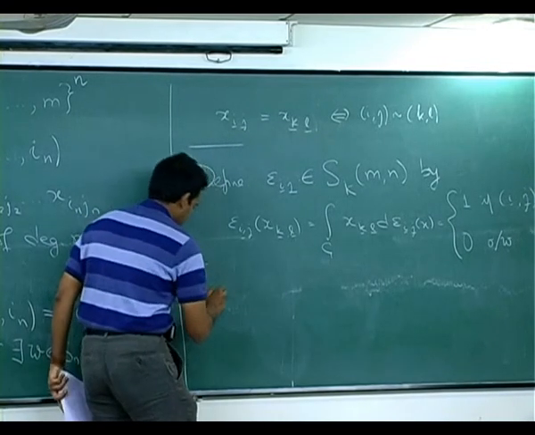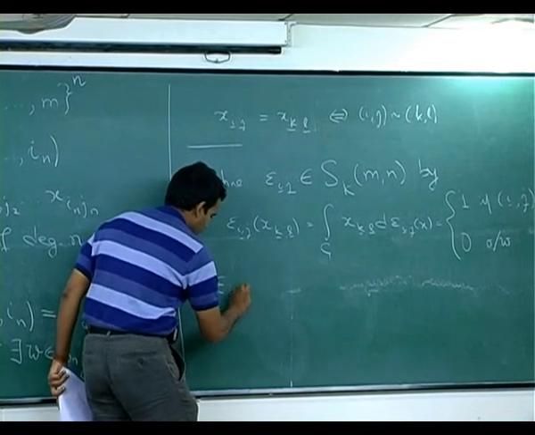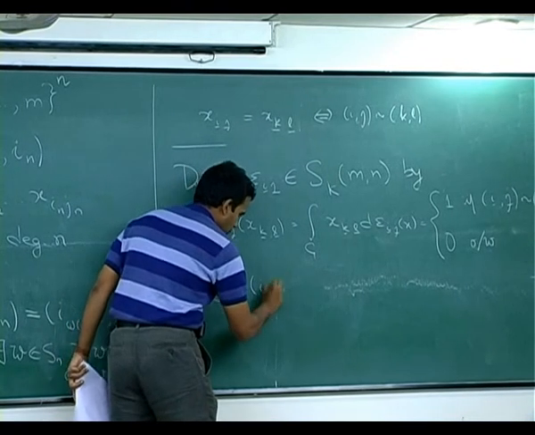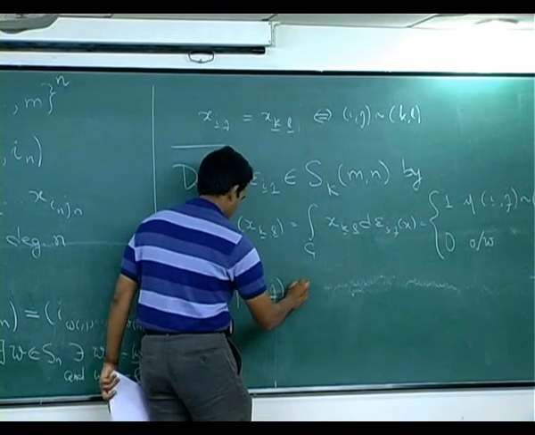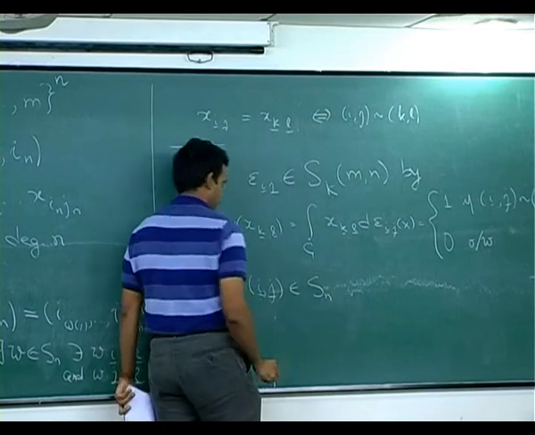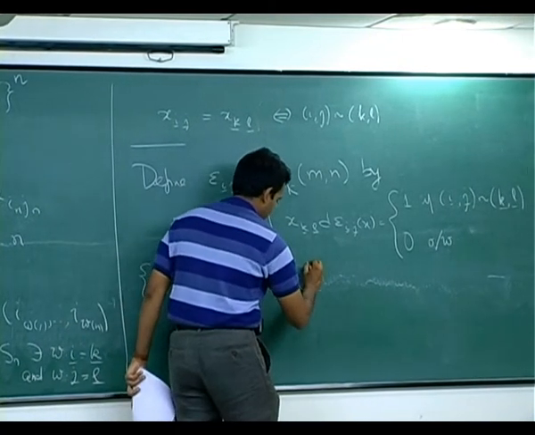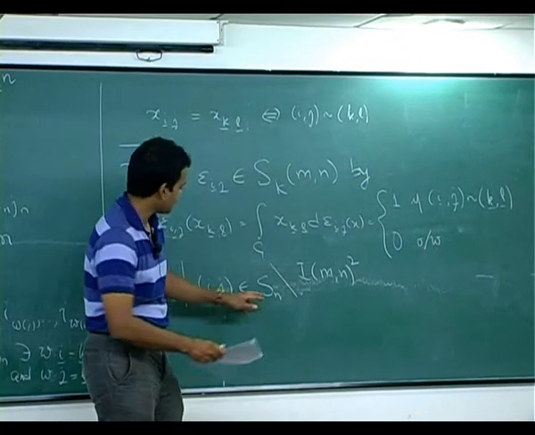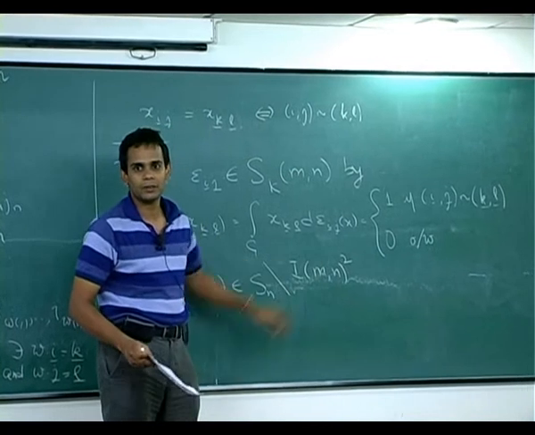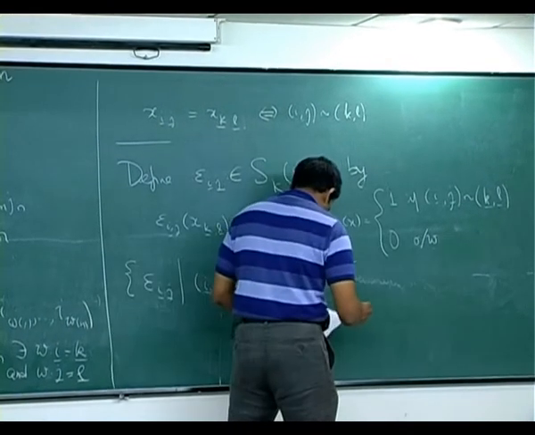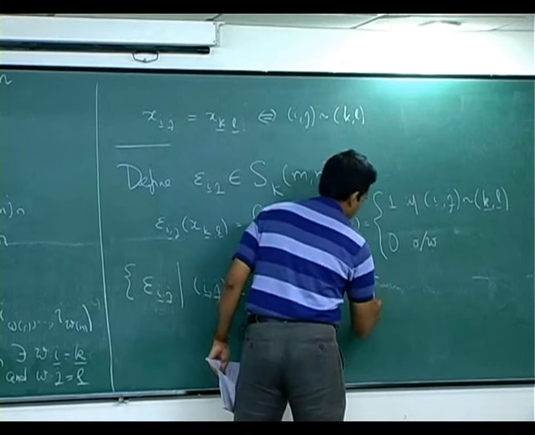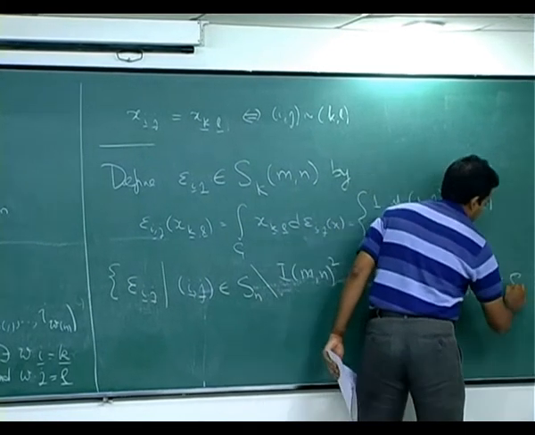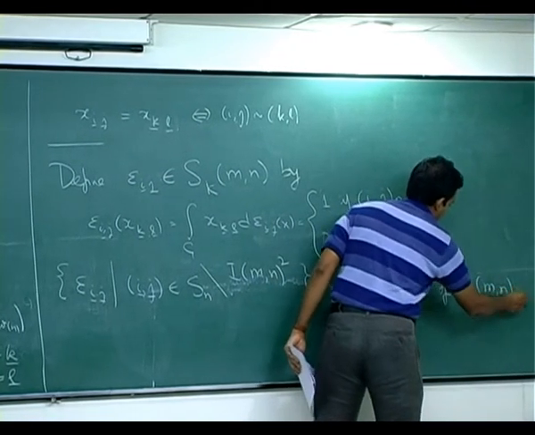Let me just write that down. Epsilon subscript I j as I comma j runs over the Sn orbits in I m n squared. That means, Sn acts diagonally on I m n squared, is a basis of Sk m n.